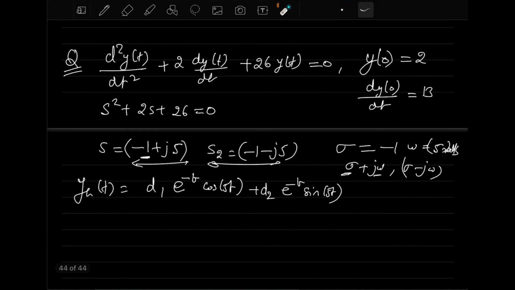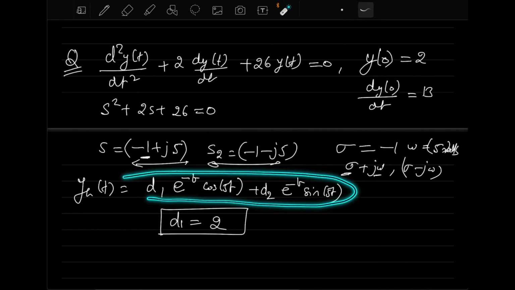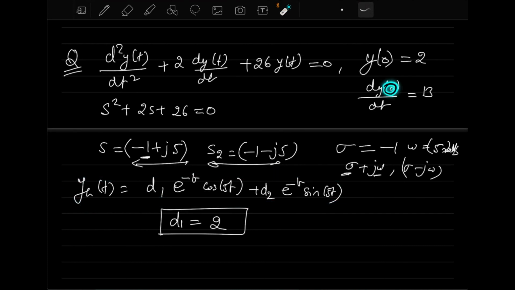If you put time t equal to 0 in this expression, the only term that is left is d1, and that will give you the answer as 2. So the coefficient d1 is calculated as 2 here, and for the second one you have to take the derivative of this. I am not doing it now, but you can take the derivative of the expression given over here, put time t equal to 0 there, and substitute the value equal to 13. So you will have another equation which will give you this answer, that is minus d1 plus 5d2 equal to 13. You can check it out.